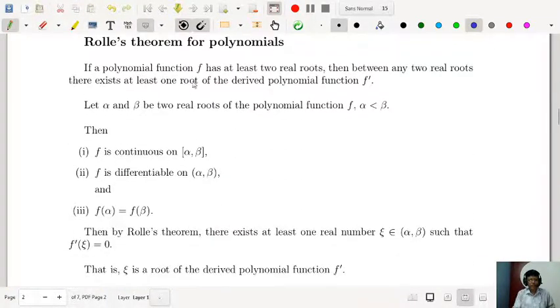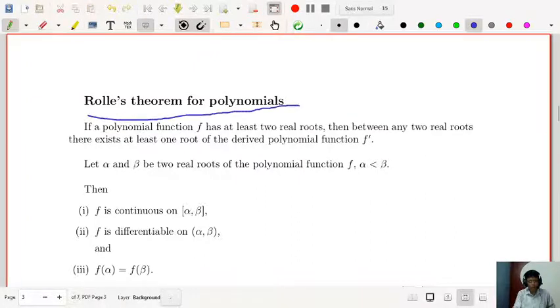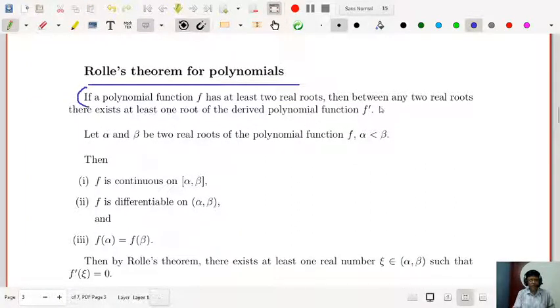Next, I will state Rolle's theorem for polynomials. Look at the statement, it's very important. If a polynomial function f has at least 2 real roots, then between any 2 real roots there exists at least one root of the derived polynomial function f dash. This is the statement of Rolle's theorem for polynomials.